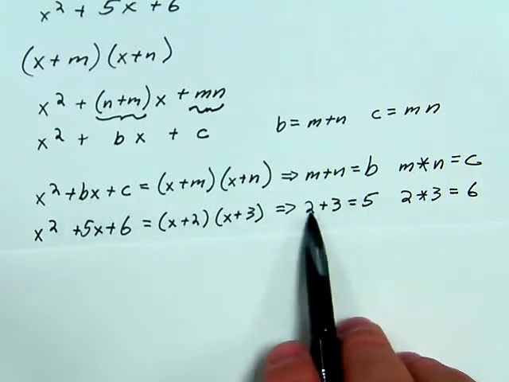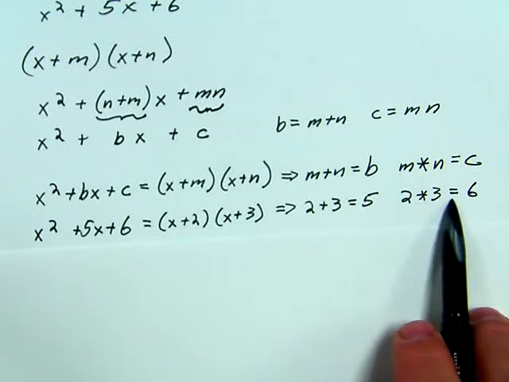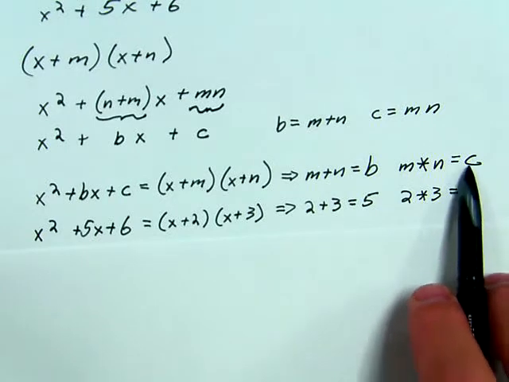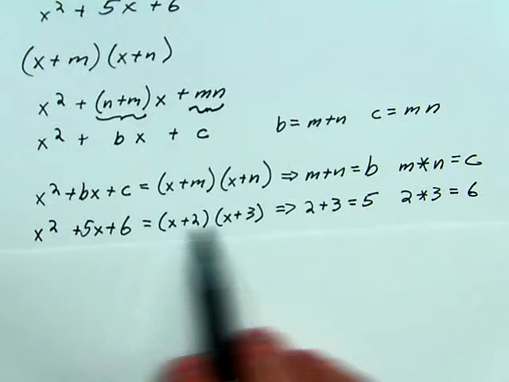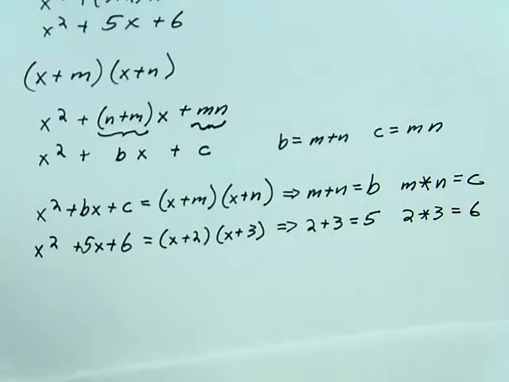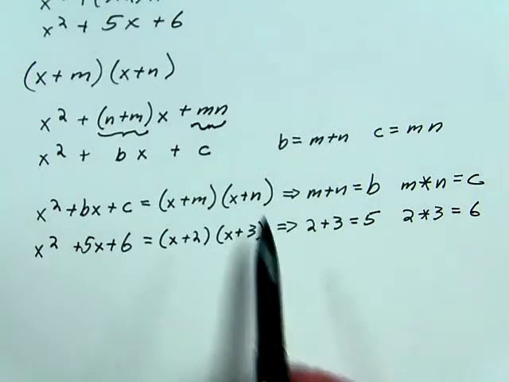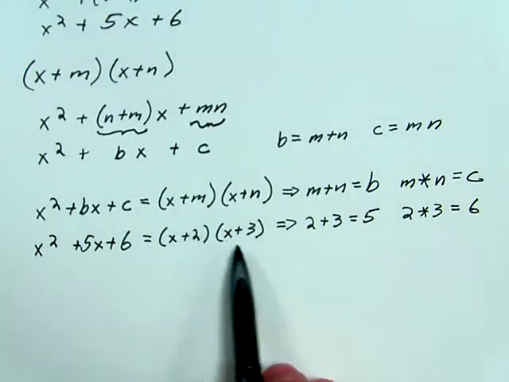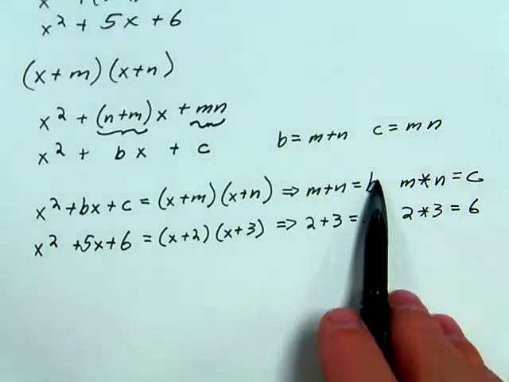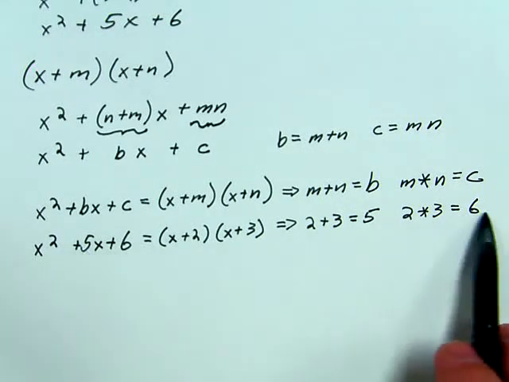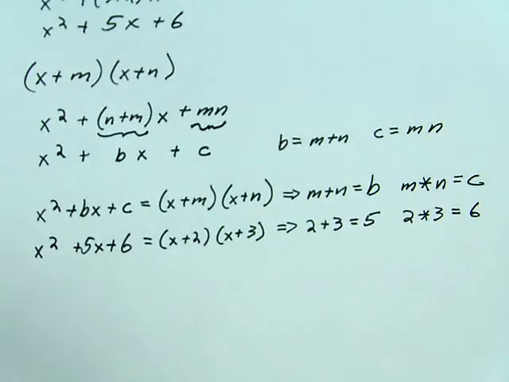How about when I take m and n, 2 times 3 equals 6. Is that equal to c? Come over here, and yes, it is, c. So that's just a quick way of looking at it, and that's the pattern we're going to follow. We're going to look for two numbers that add up to the middle term's coefficient but multiply to the third term.